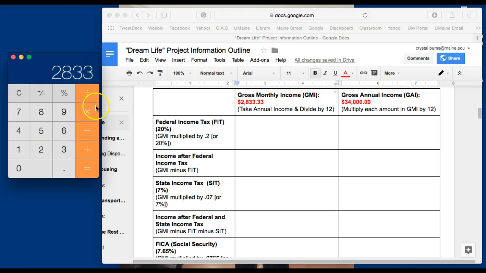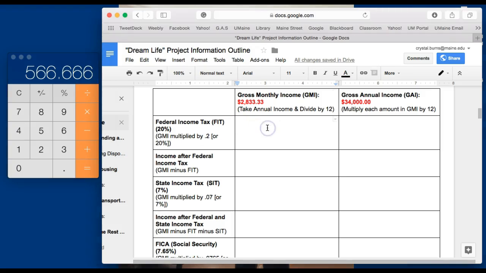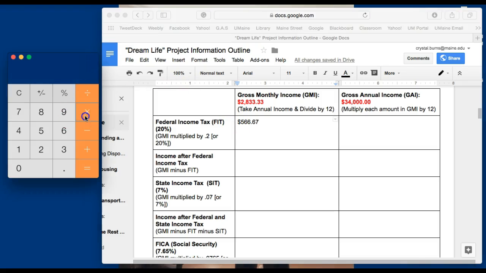So $2,833.33 times 0.2, and that gets me $566.67, because I'm rounding, because we only need two numbers behind the decimal, right? Now, in order to figure out what I pay yearly in taxes, all I have to do is take this number and multiply it by 12, right?